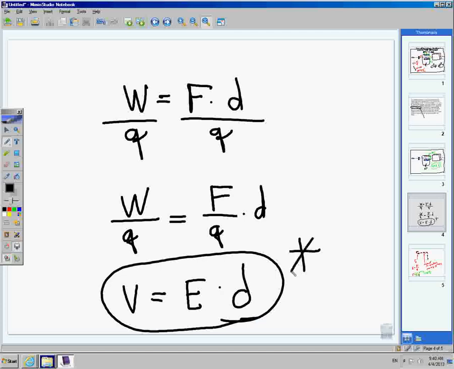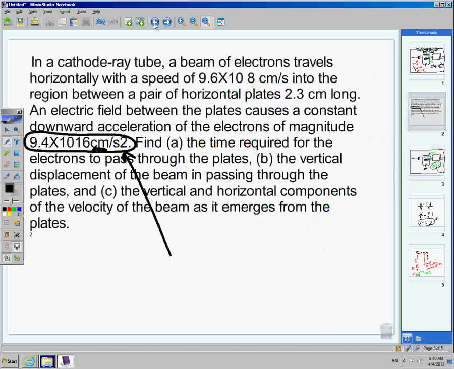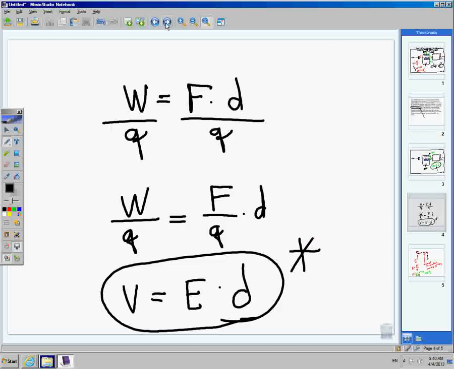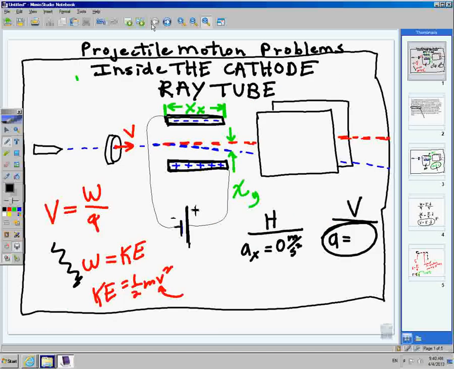So you have to use this formula, the voltage and the distance, to get the electric field strength. Once you have the electric field strength, multiply by the charge to get the force. Once you have the force, put that in Newton's second law to get the acceleration. And once you have that acceleration, boom, you have the value right here to go on and do your projectile motion problem with your two columns. Good luck.